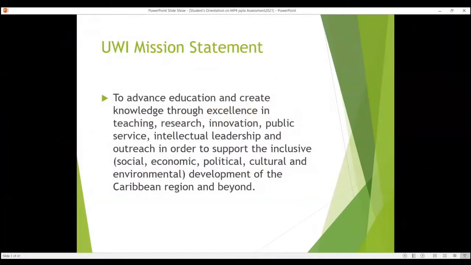Now, before that, I would like to mention here the UE mission statement, and how our curriculum is in alignment with it. Because without a mission statement, we cannot deliver what we would like to deliver to the society. So our mission statement is very clear: to advance education and create knowledge through excellence in research, innovation, public service, intellectual leadership, and outreach in order to support the social, economic, political, cultural, and environmental development of the Caribbean and beyond. So when we speak all those things, it is not lofty words. We live up to it through our curriculum, through different strategies that we adopt in delivering the curriculum.